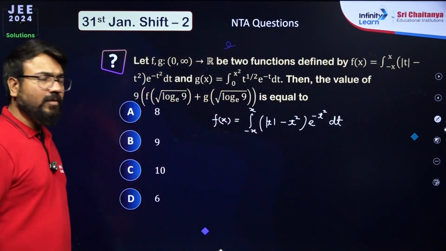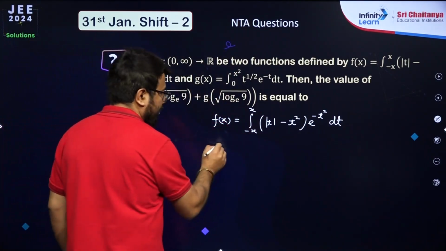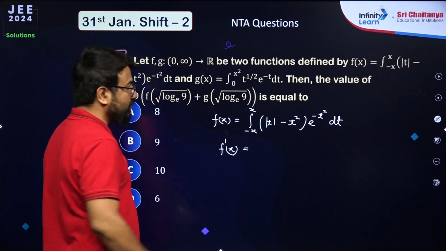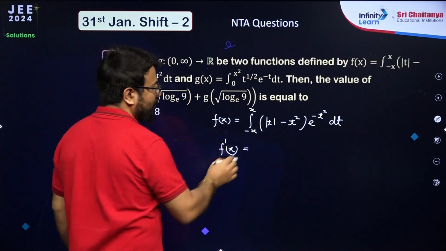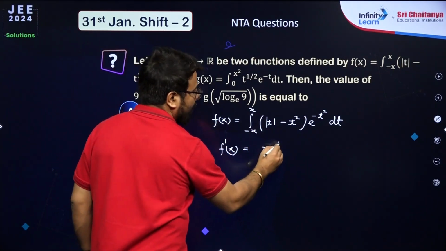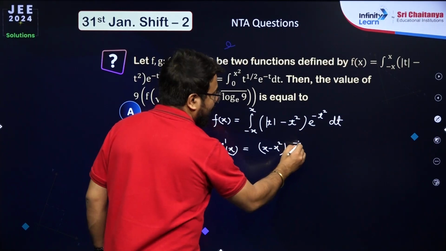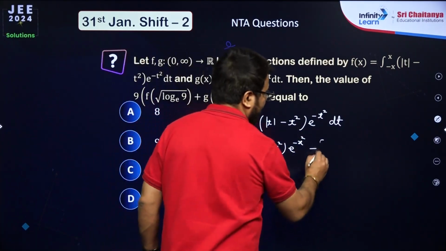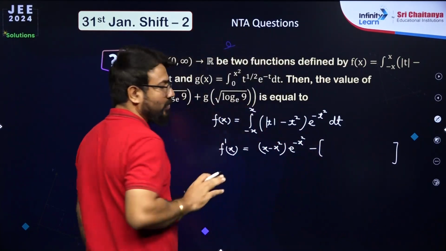Alright. So let us first of all differentiate this. With the help of the Leibniz method, I'll be able to differentiate it. So I'll put first of all x over here, so that will become x minus x square and e raised to the power minus of x square. And then after that, I'll apply a negative sign in between, and then I will place minus x over here.